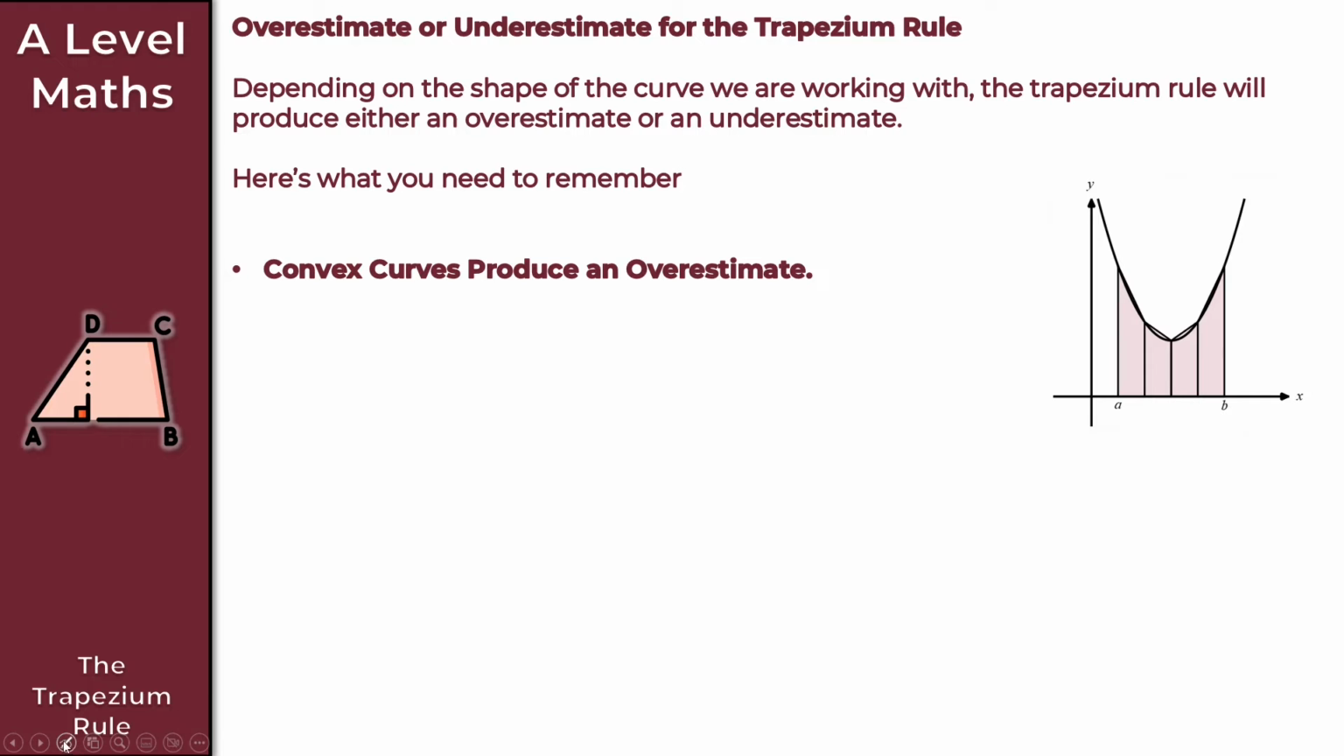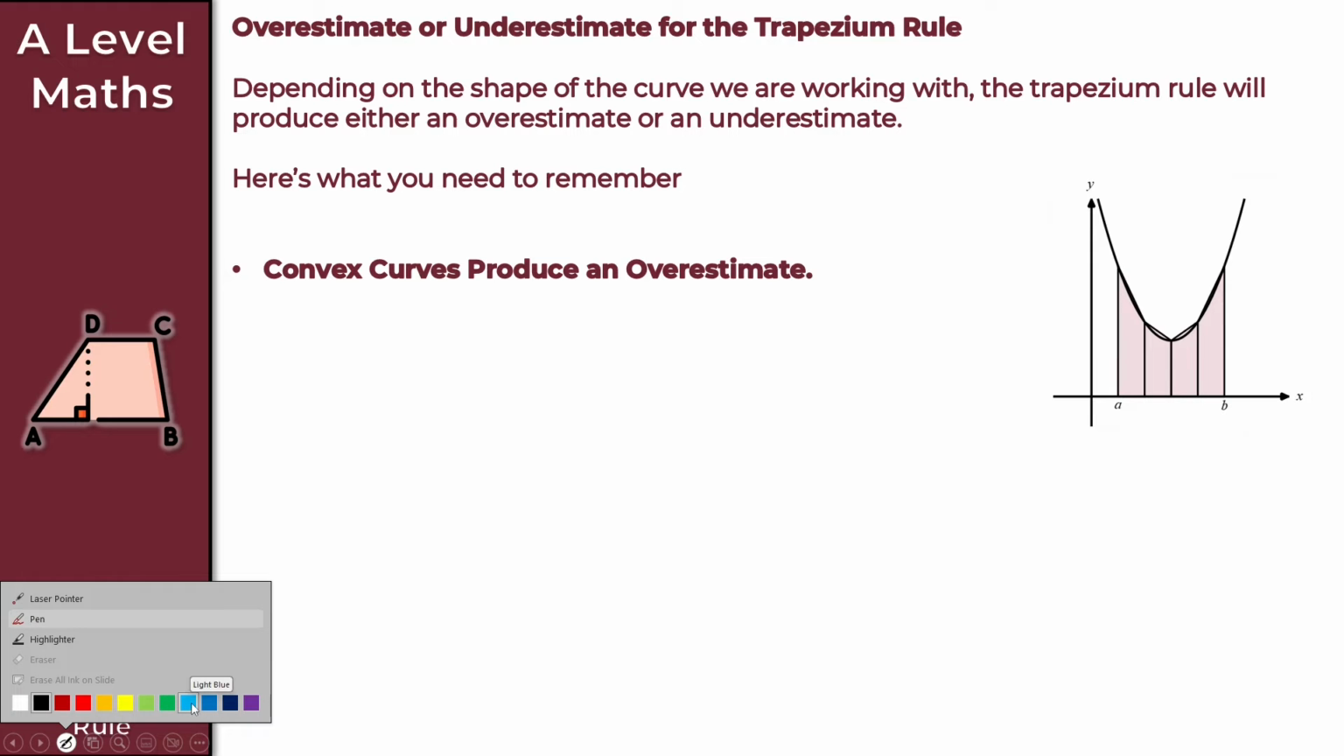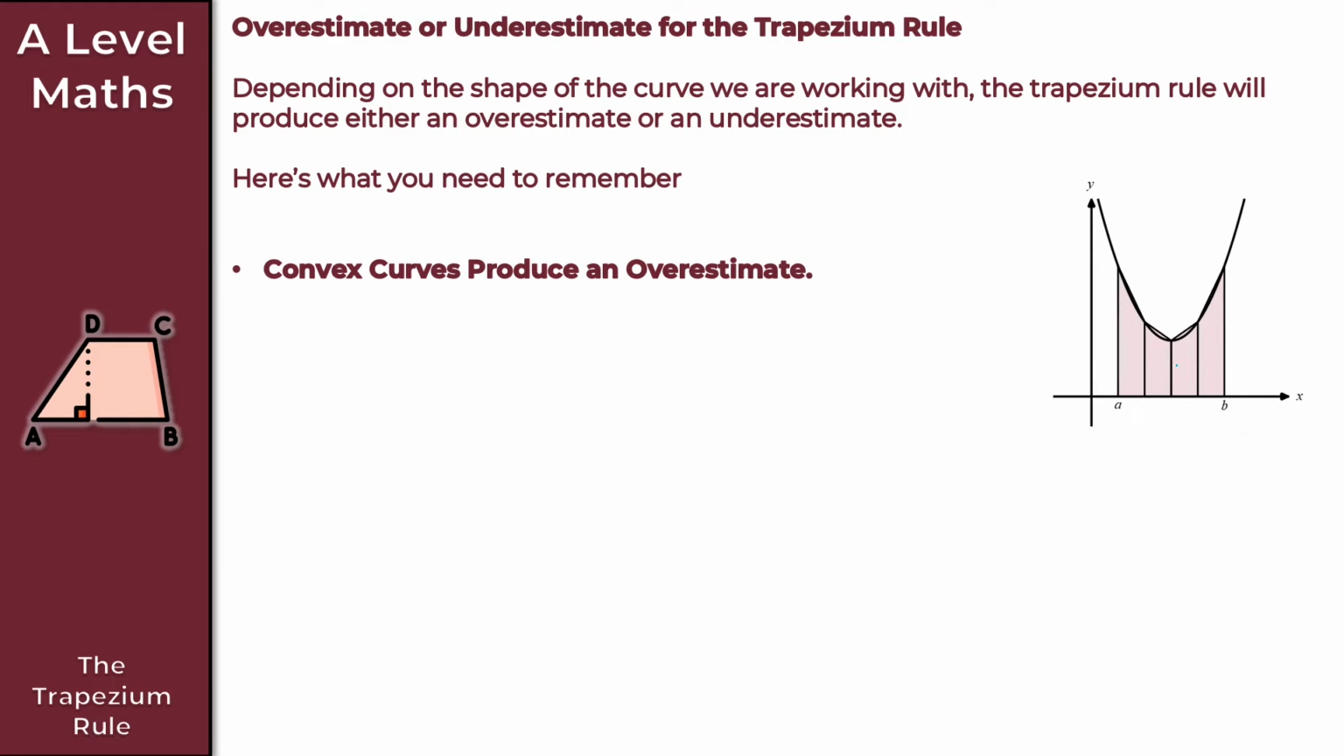because, let me just do this in a different color. If I do it in light blue, for example, as you can hopefully see here, the diagonals of the trapezia are actually above the curve. I kind of sketched that in there. This little bit here is above the curve, and same again here.